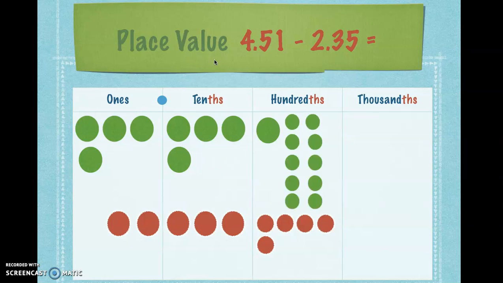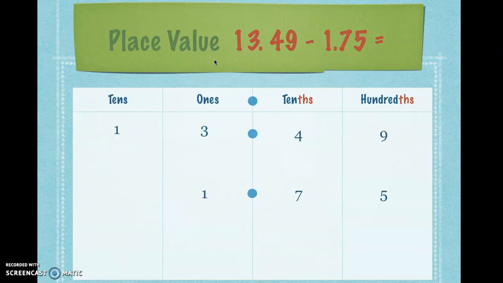So now I still have my 4 ones, but instead of 5 tenths, I have 4 tenths. And instead of 1 hundredth, I have 11 hundredths. And then I can work left to right, remembering my decimal point. The difference between 4 and 2 is 2. Put my decimal point in. The difference between 4 and 3 is 1. And the difference between 11 and 5 is 6. I hope that makes sense.